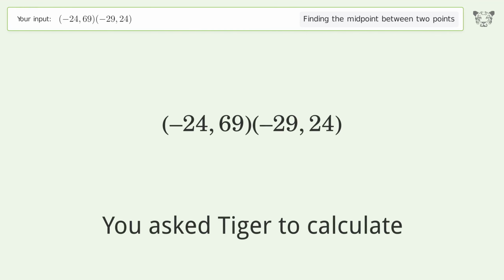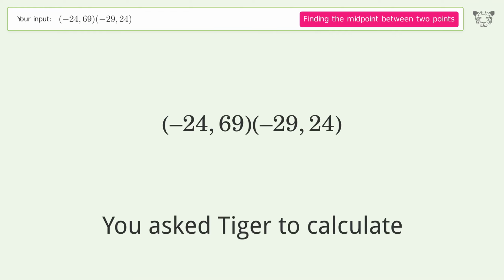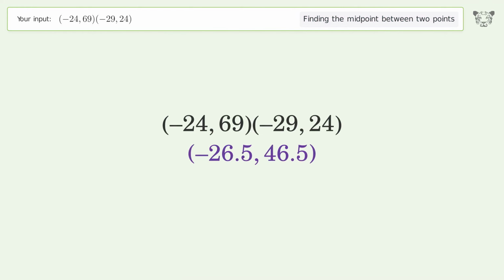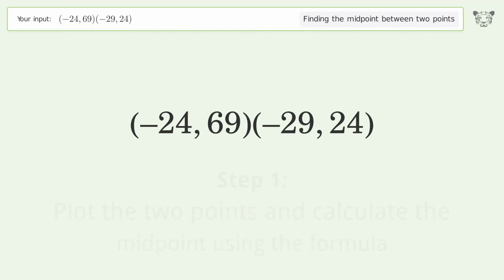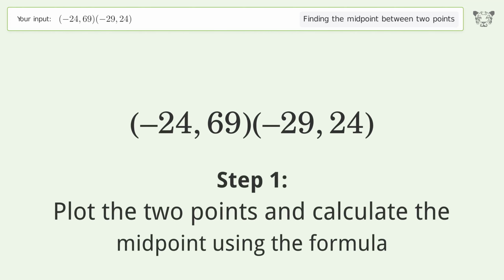You ask Tiger to calculate. This deals with finding the midpoint between 2 points. The midpoint between the 2 points is negative 26.5, 46.5. Let's solve it step by step. Plot the 2 points and calculate the midpoint using the formula.